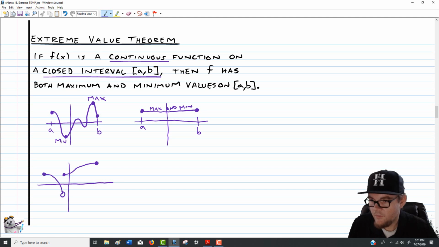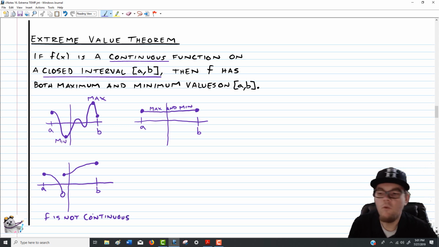So let's look at this one. We're going from A to B. In this case, you can clearly see that f is not continuous. You can tell that there is a jump somewhere on the left. Let's imagine that it's at -1.